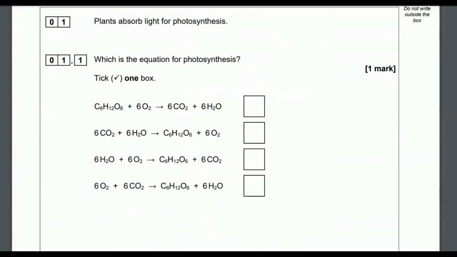Plants absorb light for photosynthesis. Which is the correct equation for photosynthesis? And it's worth a mark. So you want to be thinking to yourself, what is it that plants take in? Do they take in C6H12O6? That's glucose. No, they don't. And they don't take in oxygen. Well, not for photosynthesis, they don't anyway. They do take in carbon dioxide and water, don't they? And they make sugar and oxygen. So this is looking good. Let's just check the others. Water and oxygen, no. And that's oxygen and carbon dioxide, both gases, saying they make sugar and water, no. So there we go. 1 mark.